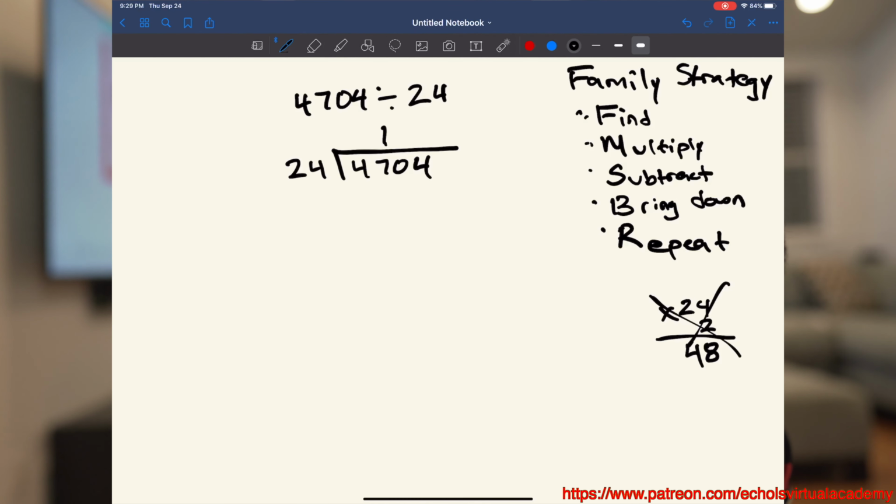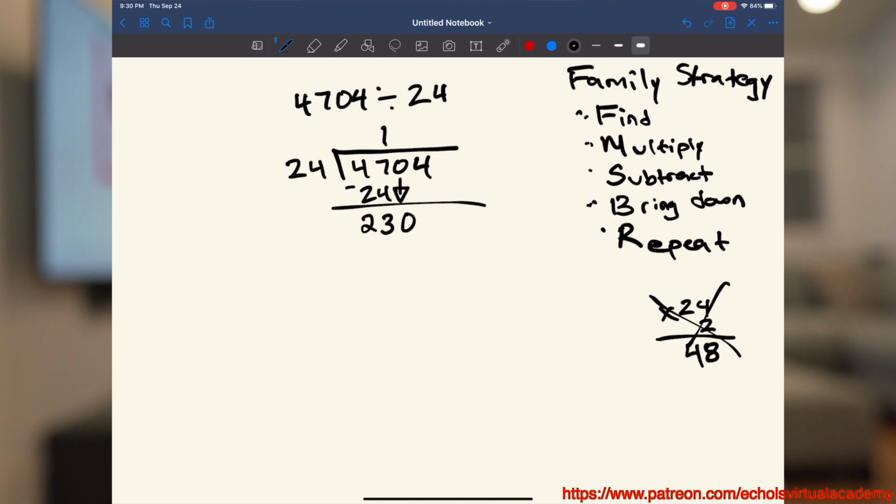Now we're at our multiply stage. 1 times 24 is 24, and then we subtract. 47 minus 24. 7 minus 4 is 3, and 4 minus 2 is 2. And now we're at the bring down part. Let's bring down our 0. So now we repeat the process and we look and see how many times can 24 go into 230?